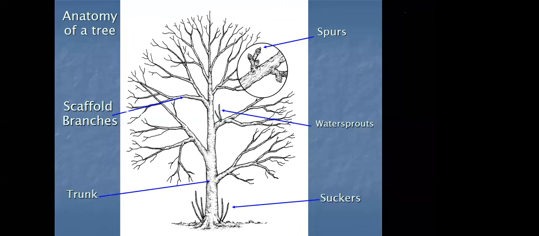Scaffolding branches are the main branches that you're trying to keep, and ideally 45-degree angle branches are ones that hold up well and mature well over time. So you want to encourage that.